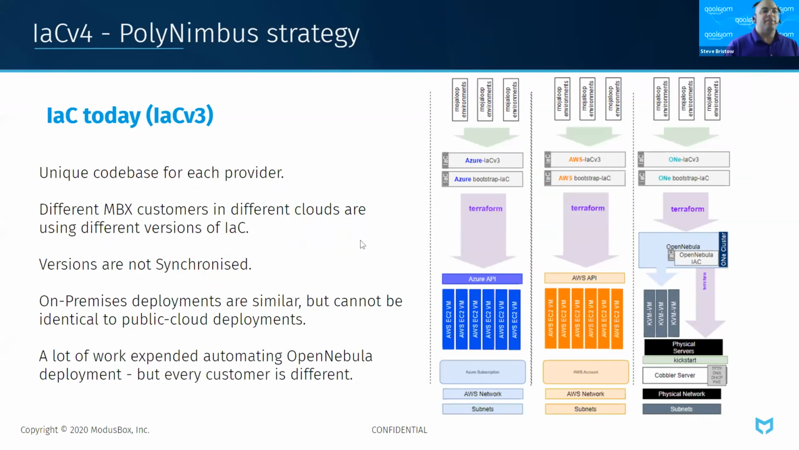So today, IAC v3 has a unique code base for each provider. Different ModusBox customers in different clouds are using different versions of the IAC. They're not even version synchronized. So actually working out those disparities can be really quite challenging. There's a lot of work gone into automating OpenNebula deployments, but even then, it's still not fully aligned with the cloud platform.